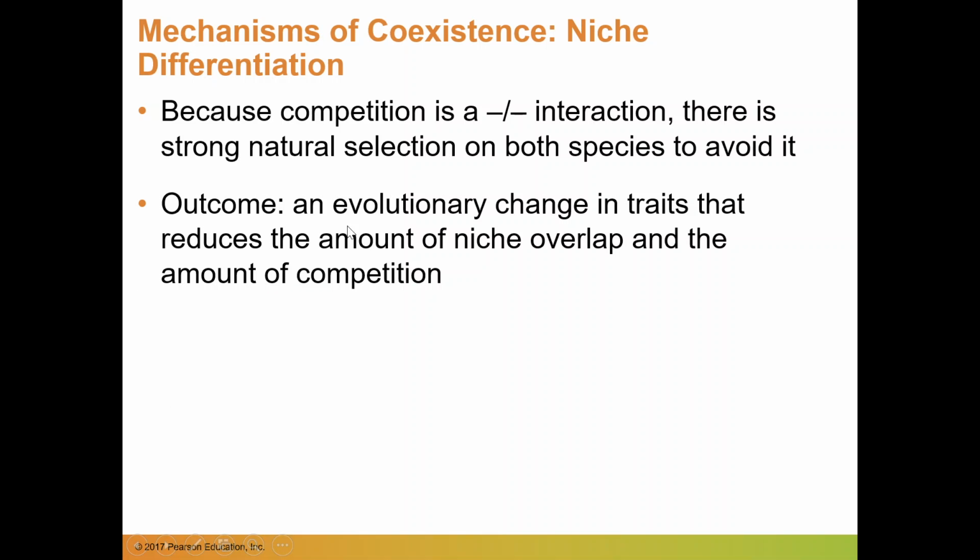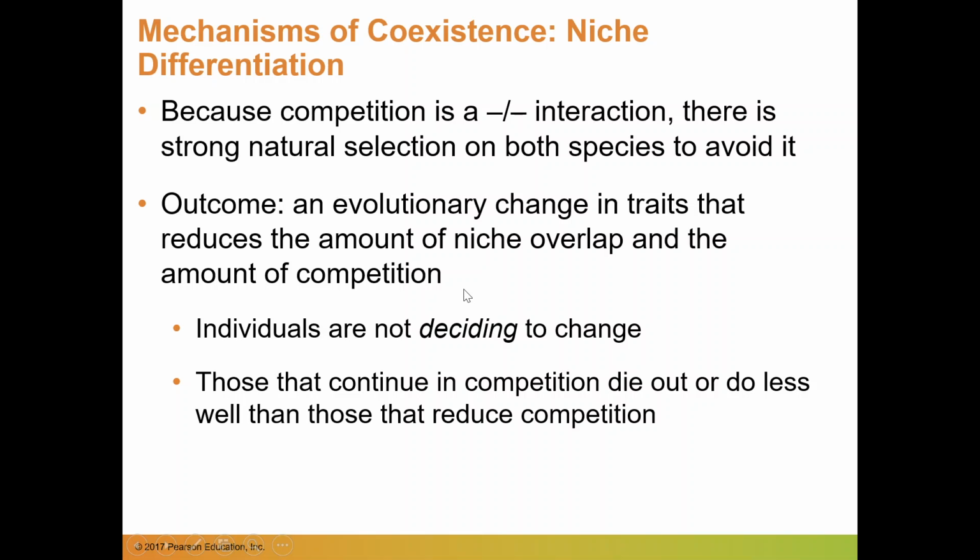So the outcome is an evolutionary change in traits, directional selection, away from the point of competition. Remember, directional selection is moving it one way or moving it the other way. It can be caused by competition by a neighboring species. Individuals aren't deciding to change. It means that the ones that have more overlap die out and do less well than those that reduce the competition. And eventually the competition is reduced and evolution happens to move away from competitive space.